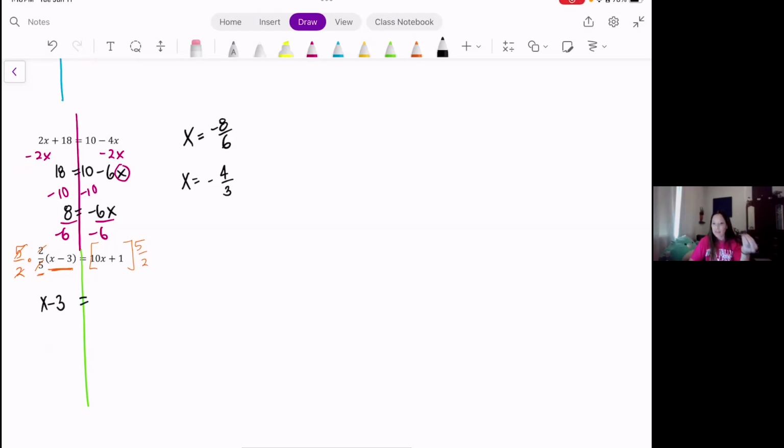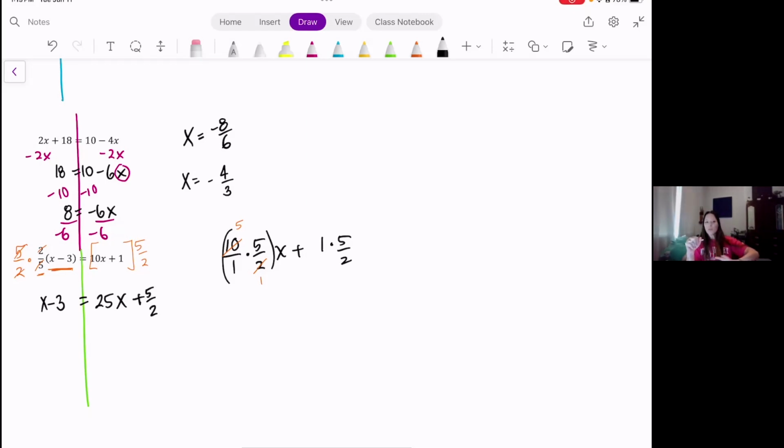I need to take 5/2 of 10x, and I need to take 5/2 of 1. And this is fraction multiplication. Essentially, you have 10/1 times 5/2x plus 1 times 5/2. 1 times 5/2 is 5/2. But let's simplify. 2 divided by 2 is 1. 10 divided by 2 is 5. 5 times 5 is 25x plus 5/2.